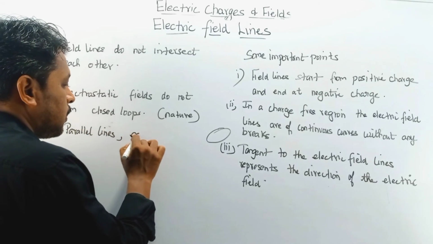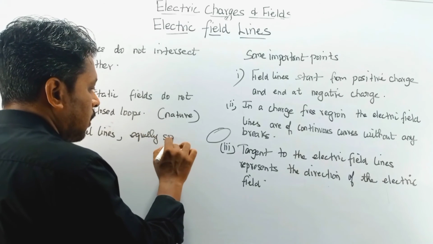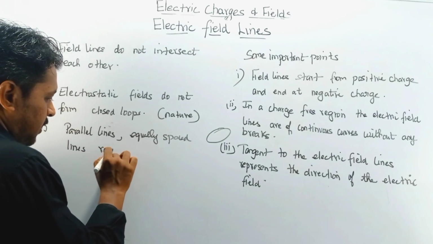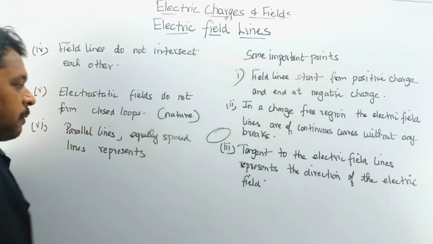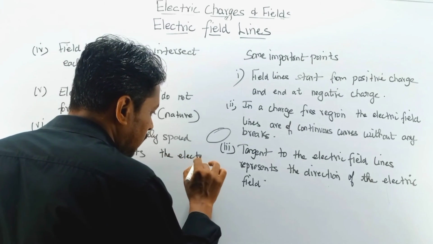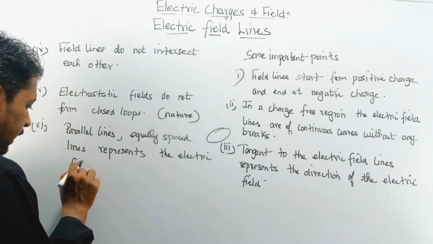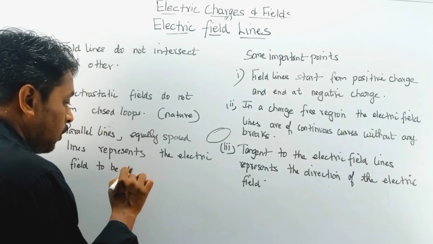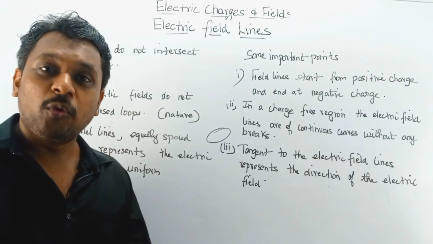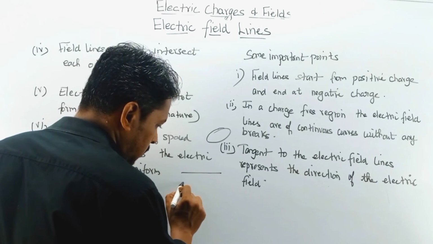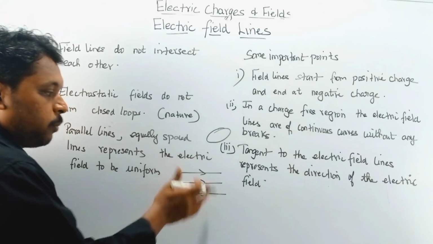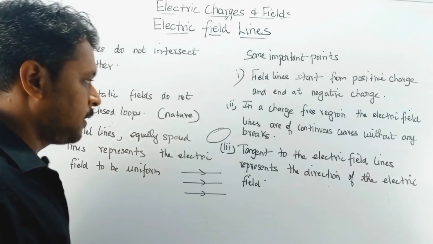Parallel, equally spaced lines represent the electric field to be uniform. See, parallel and equally spaced, this represents the electric field to be uniform. Okay, this is about the sixth point.